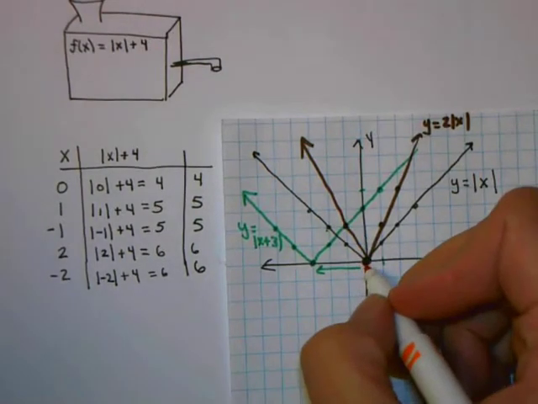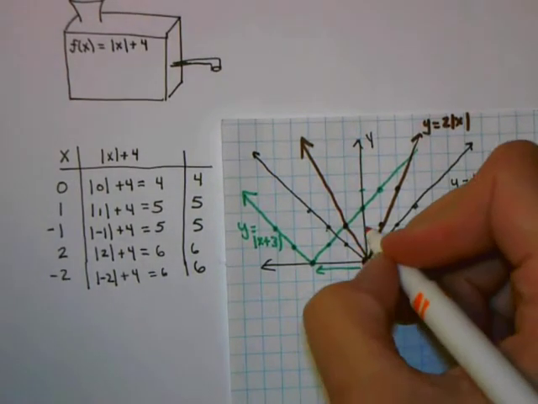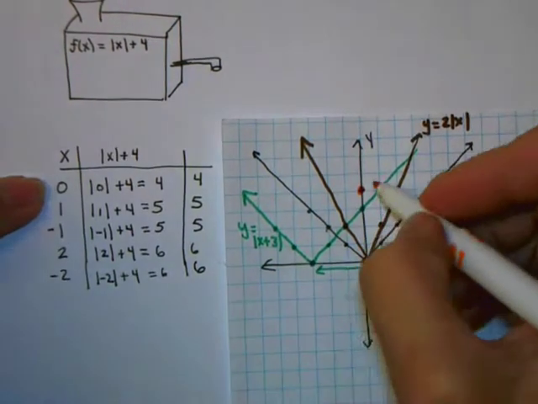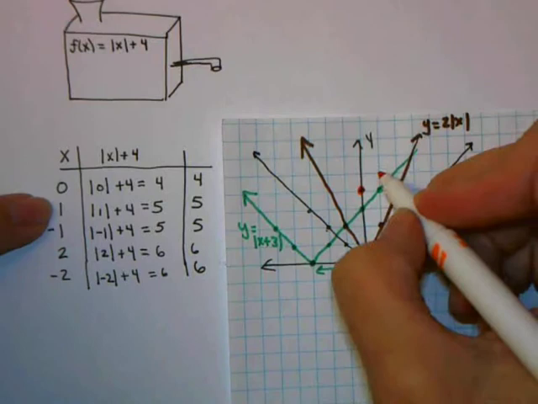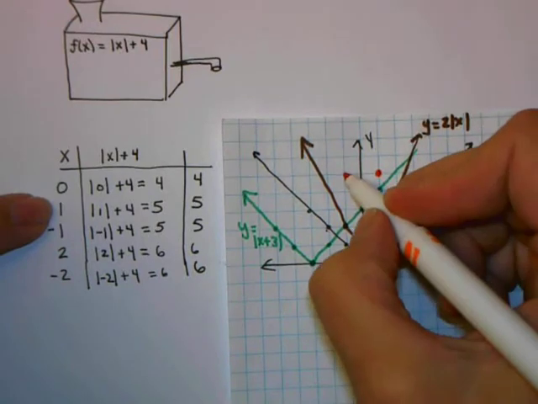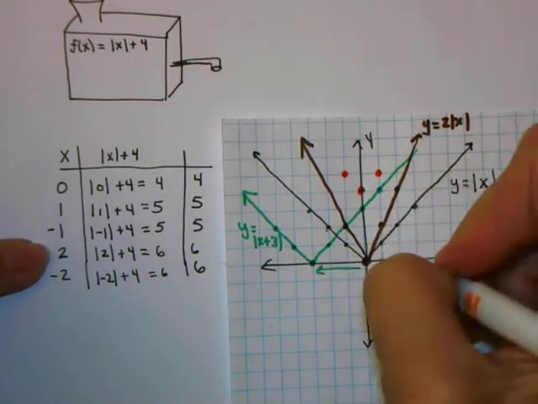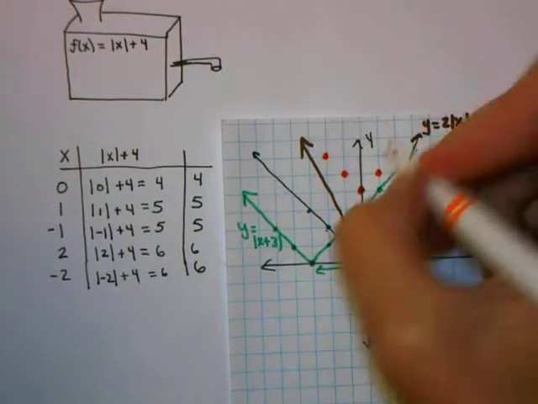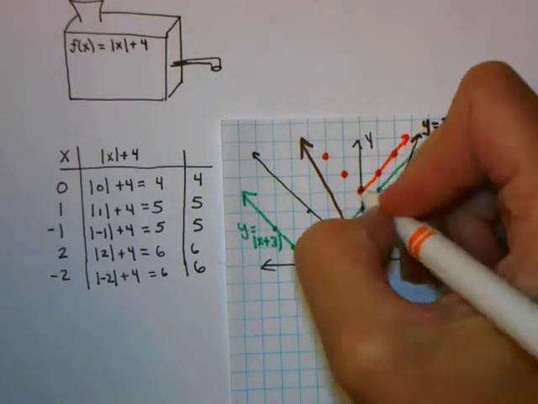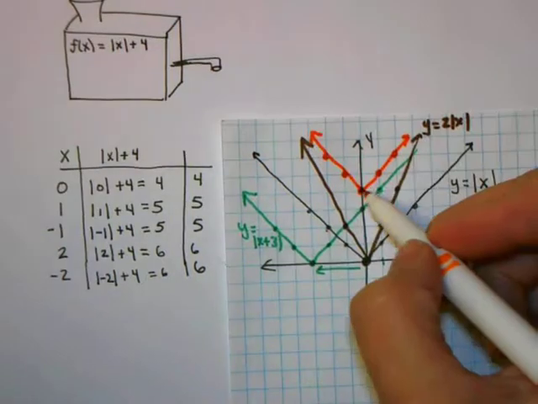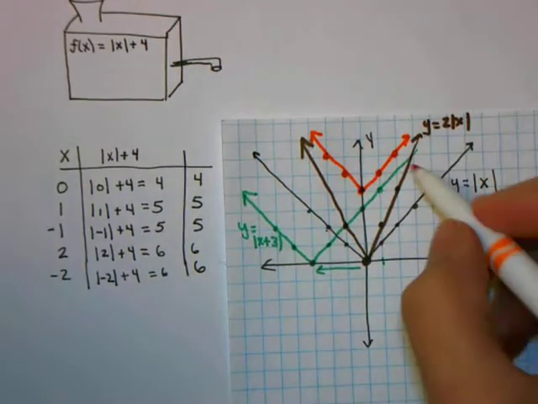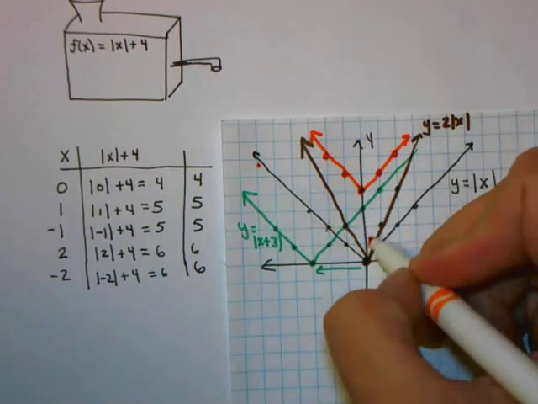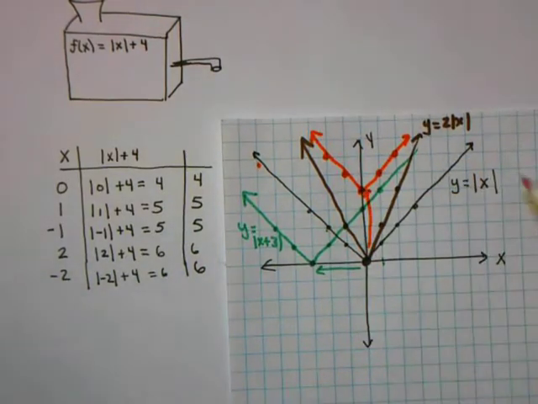Let's see. When x is 0, y is 4. 1, 2, 3, 4. And remember, this was the point on the V of our graph. When x is 1, y is 5. When x is negative 1, y is also 5. When x is 2, y is 6. When x is negative 2, y is also 6. So it looks like in this case, adding 4 outside the absolute value bars took our original graph, which was this one here in black, and shifted it up by 4.